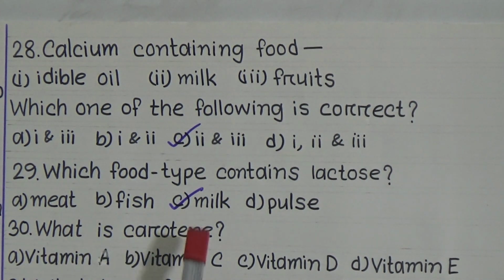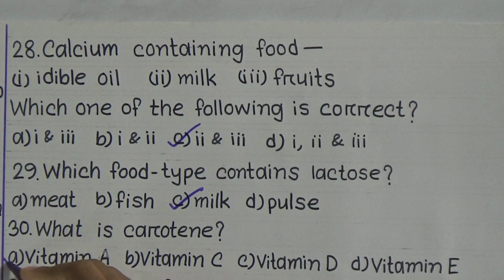Now question number 30. What is carotene? Options are vitamin A, vitamin C, vitamin D, and vitamin E. Which one is correct here? Here we have to put a tick mark on option A. That means the correct answer will be vitamin A.